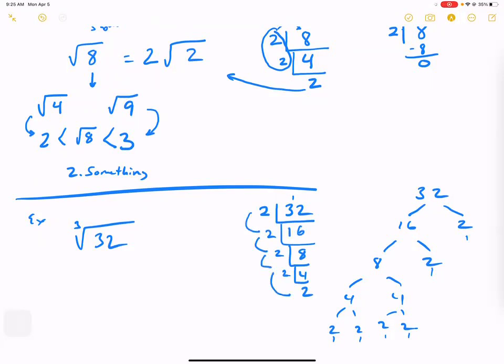Okay. If you want to crawl back up, 2 times 2 is 4. Then 4 times 2 is 8. 8 times 2 is 16. And 16 times 2 is 32. If you want to just double check.